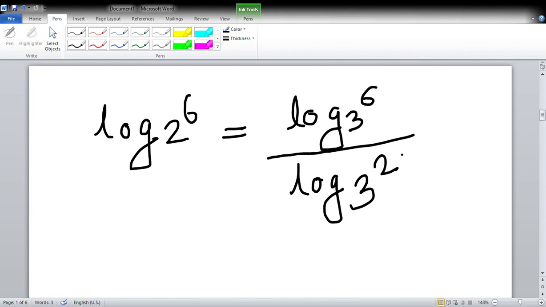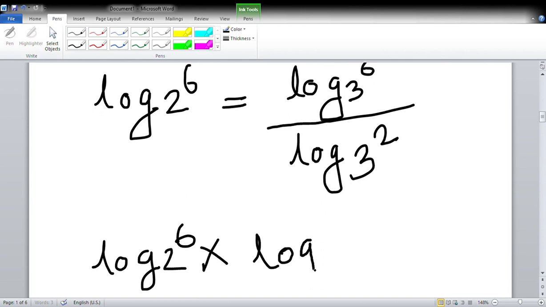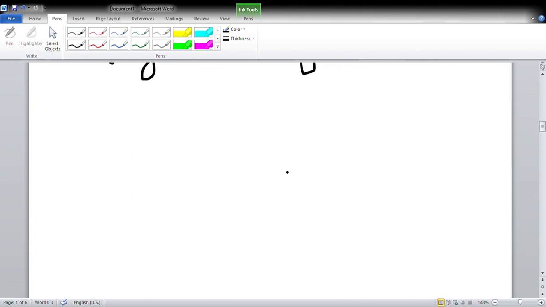So simply from there we can conclude log 6 with the base 2 multiplied by log 2 with the base 3 is equal to log 6 with the base 3, right? I hope you can understand, because if you want to shift this number from the right hand side to the left hand side, you have to multiply it. So I hope you can understand.